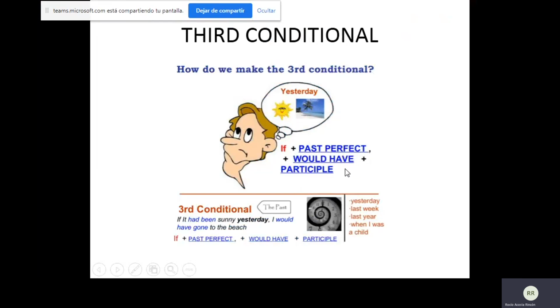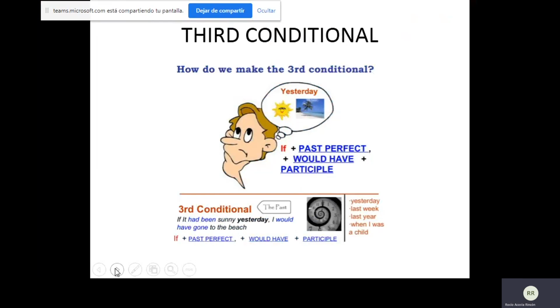And in the second clause or the result clause, we can use, for example, the modal verb would have and the participle of the verb. Here we have an example. If it had been sunny yesterday, so here we have the if or whether clause and the past perfect. And in the result clause, we have would and have as the auxiliary and gone as the participle.